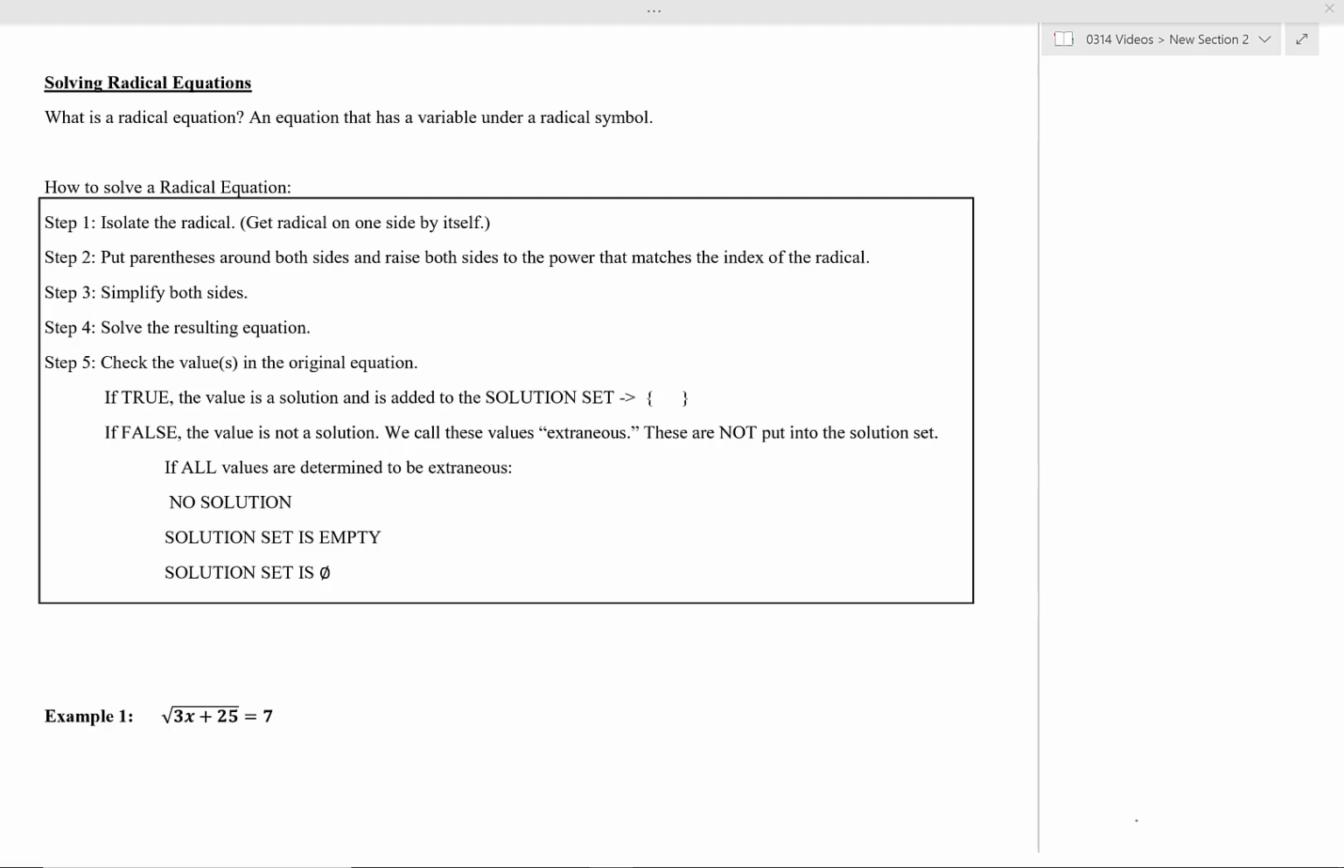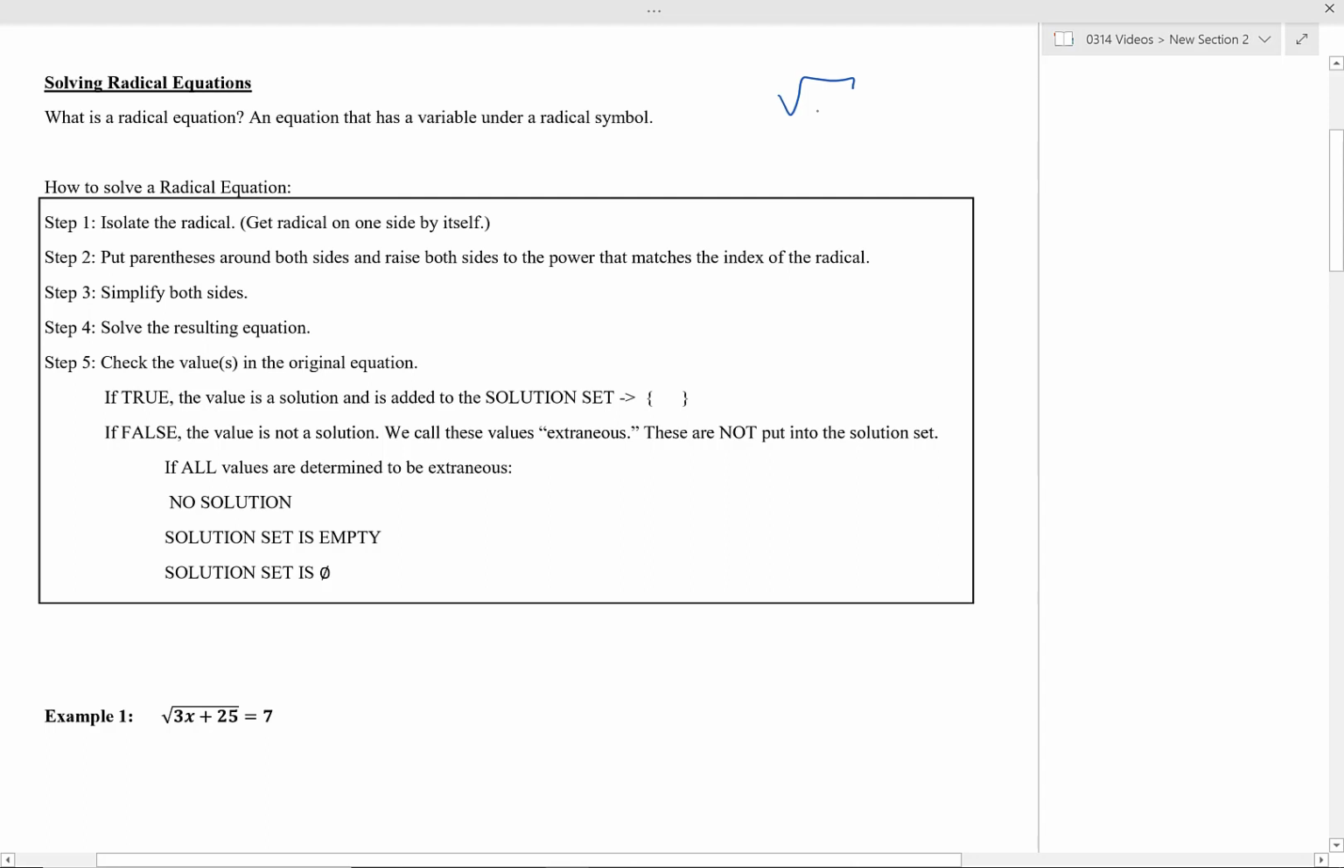In this video, we're going to look at solving radical equations. First of all, what is a radical equation? A radical equation is an equation that has a variable underneath the radical symbol. So let's remind ourselves of what a radical symbol is. A radical symbol is a symbol that has a little V-shaped portion with a line. So that's our radical symbol.